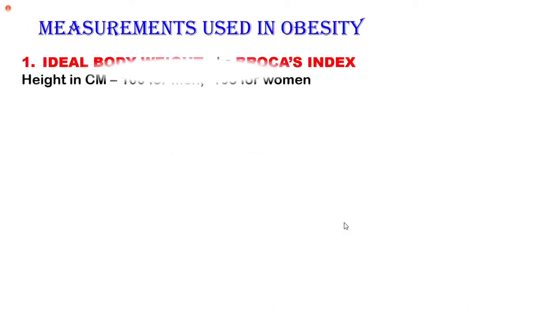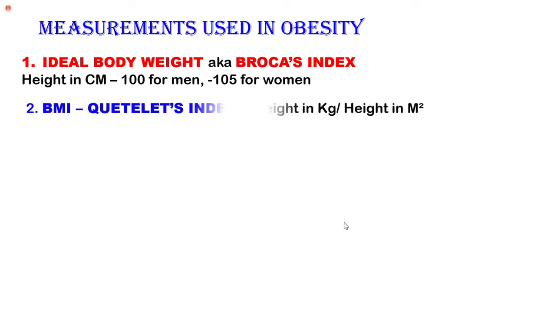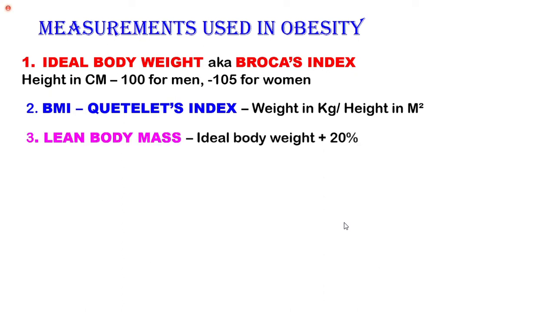How you measure them: ideal body weight, also known as Broca's index, is height in centimeters minus 100 for men and 105 for women. BMI is also called Quetelet's index, weight in kilogram divided by height in meter square. Lean body mass is the ideal body weight plus 20%.